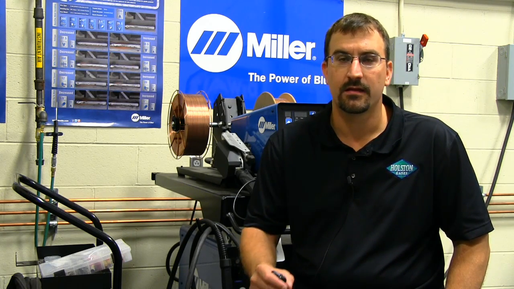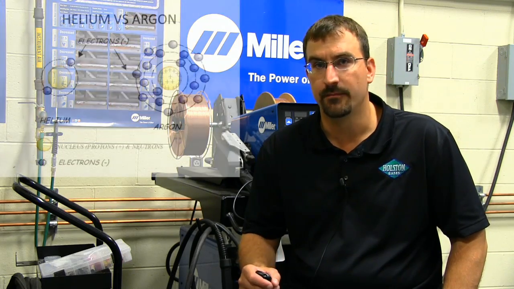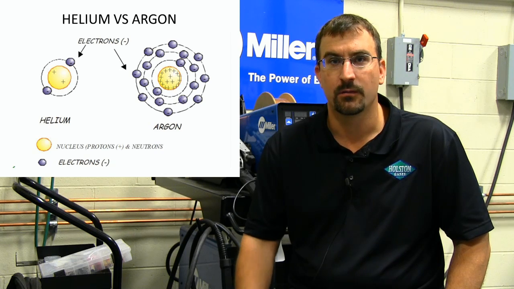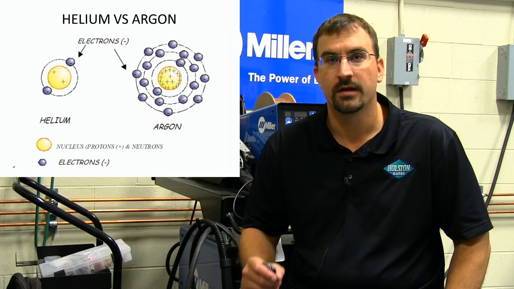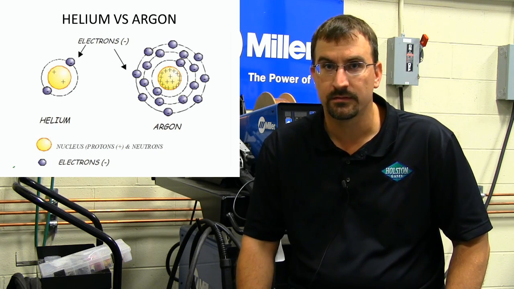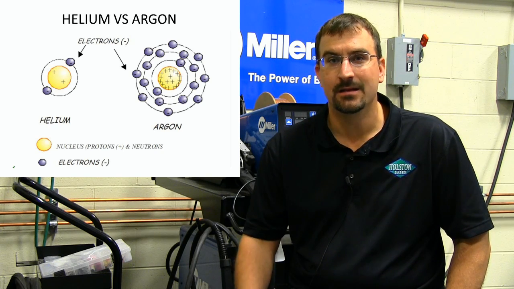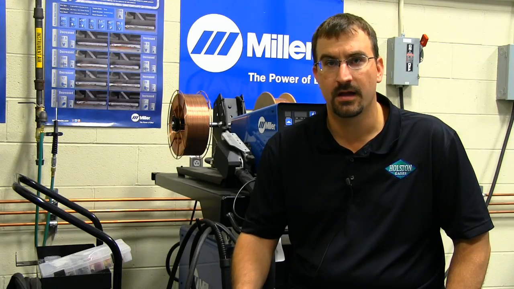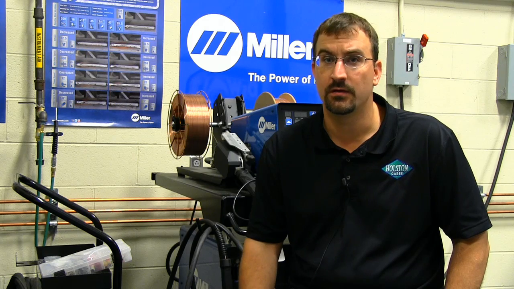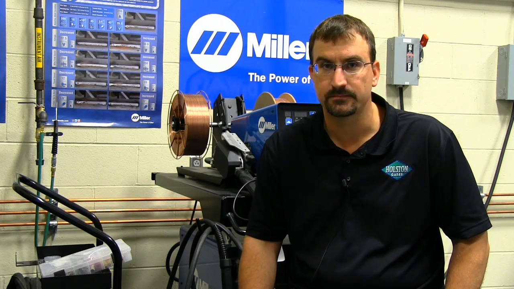So if we look at an argon atom and a helium atom, you'll notice that the helium atom has only 2 electrons circling around the nucleus, whereas argon has 18 electrons circling around the nucleus. For this reason, helium requires more energy to become conductive. Argon requires much less energy to become conductive.